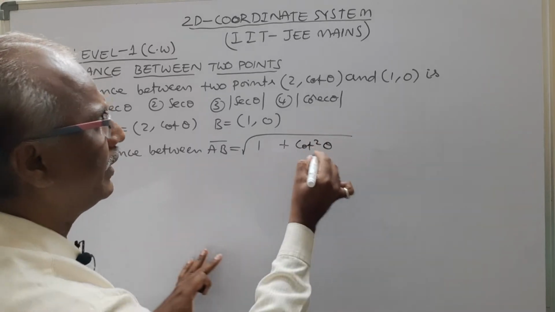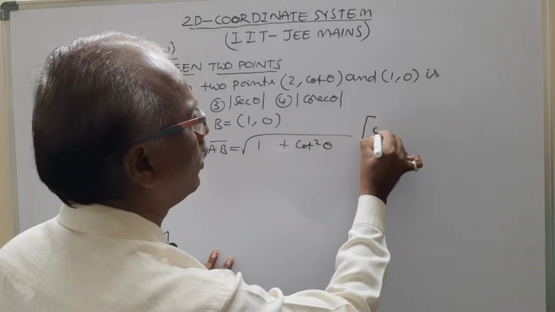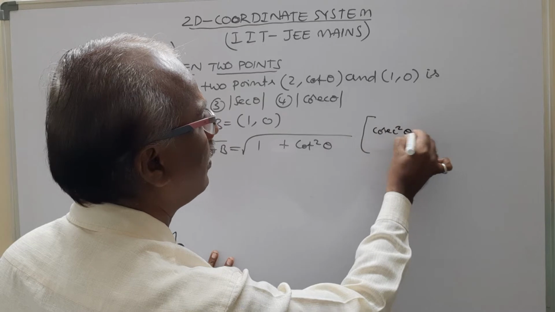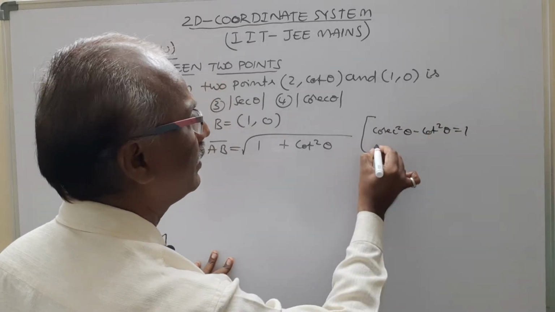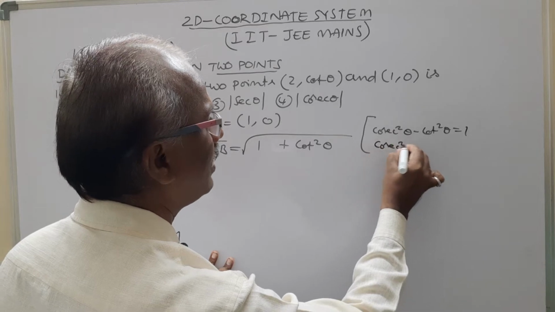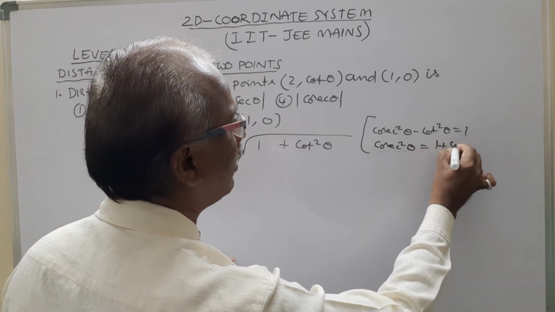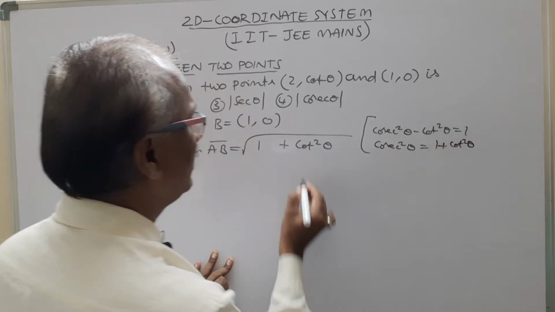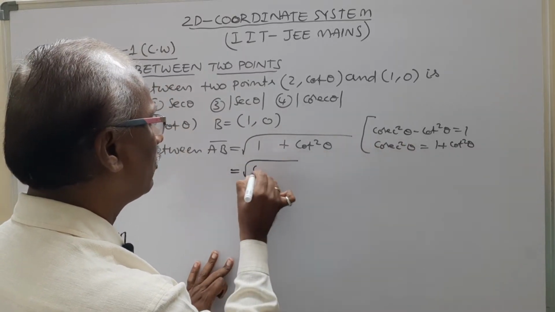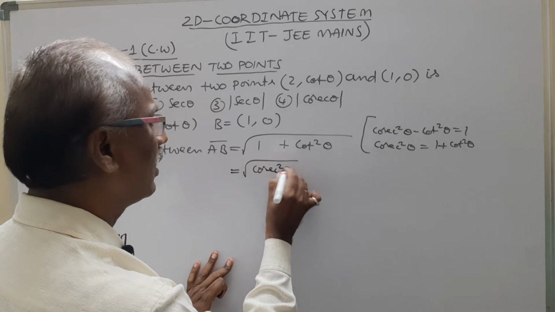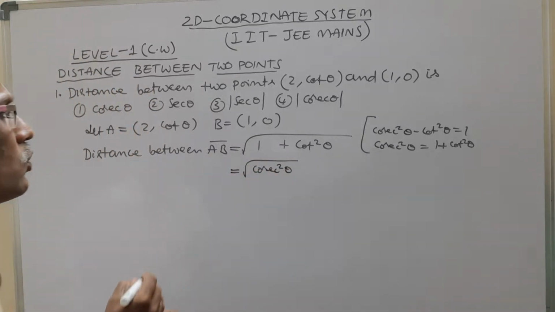In trigonometry, cosecant square theta minus cot square theta is equal to 1. This is the identity: cosecant square theta is equal to 1 plus cot square theta. Here, 1 plus cot square theta is equal to cosecant square theta. So the square root of cosecant square theta.